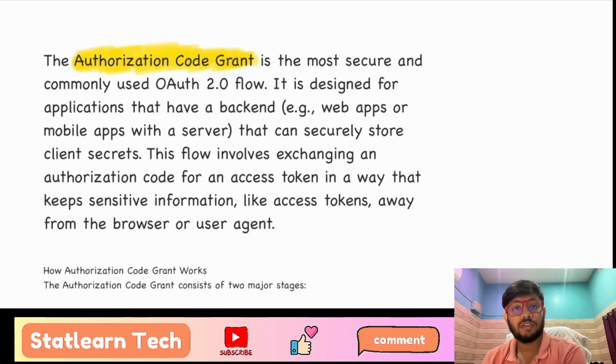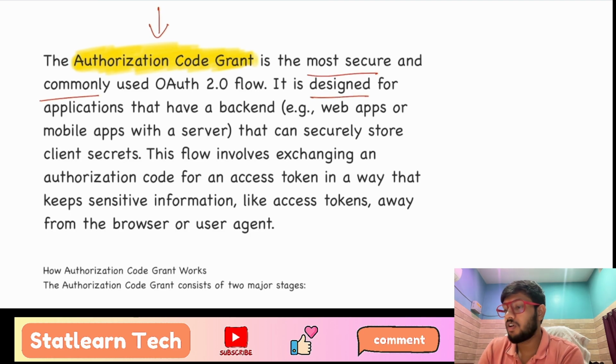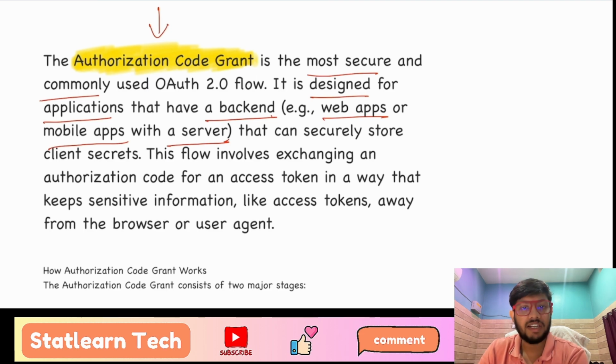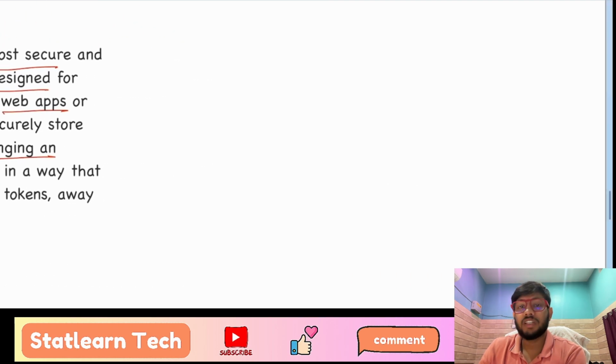Now let us talk about the first grant type, which is the authorization code grant type. Well, this is the most secure and most commonly used grant type, and it is mainly designed for applications that have a backend. For example, a web app or a mobile app with a server which has a backend can use this particular grant type for OAuth flow. Now, this flow involves exchanging an authorization code for an access token, and the access token is what we need to access your resource data. So let us see this with an example.